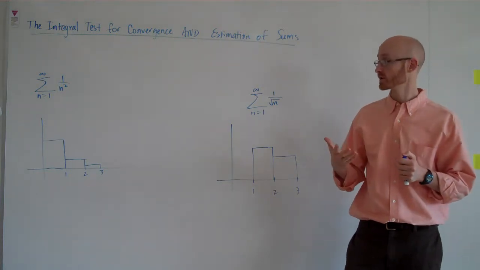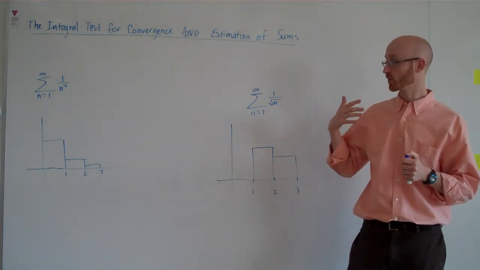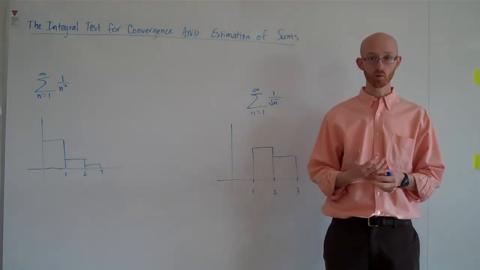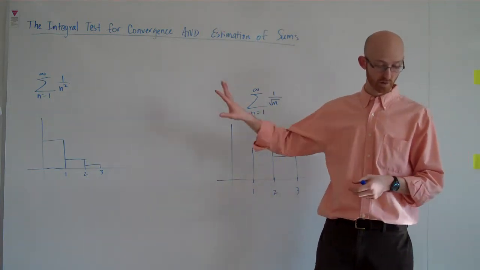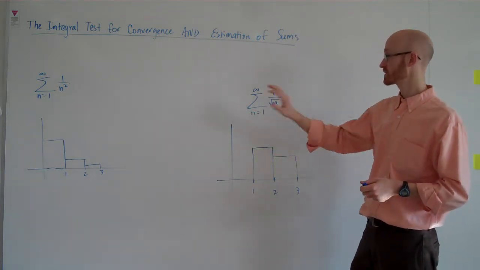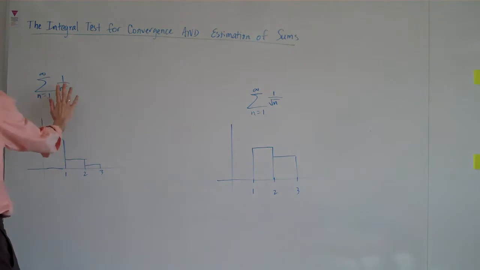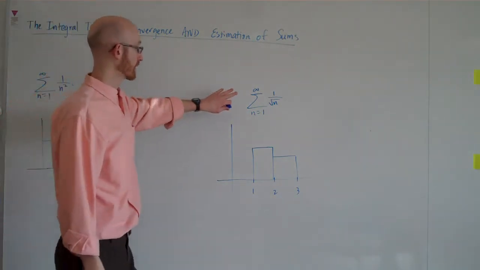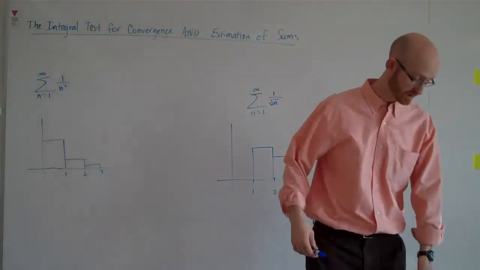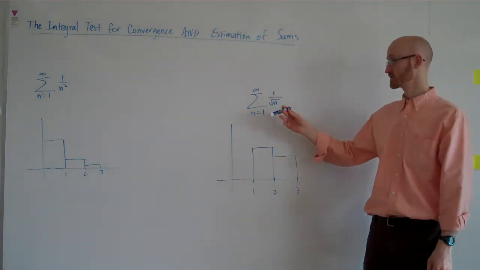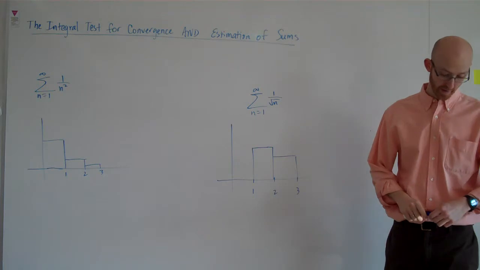So when we look at a series and we don't already have it as geometric or harmonic or something like that, what are we going to do? Two such series are here. One is the sum as n goes from 1 to infinity of 1 over n squared, and one is the same deal, 1 over root n. Different function, same infinite sum.